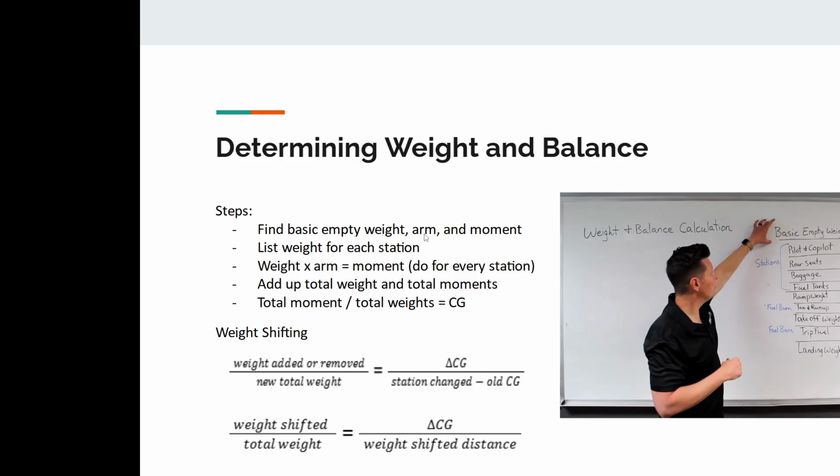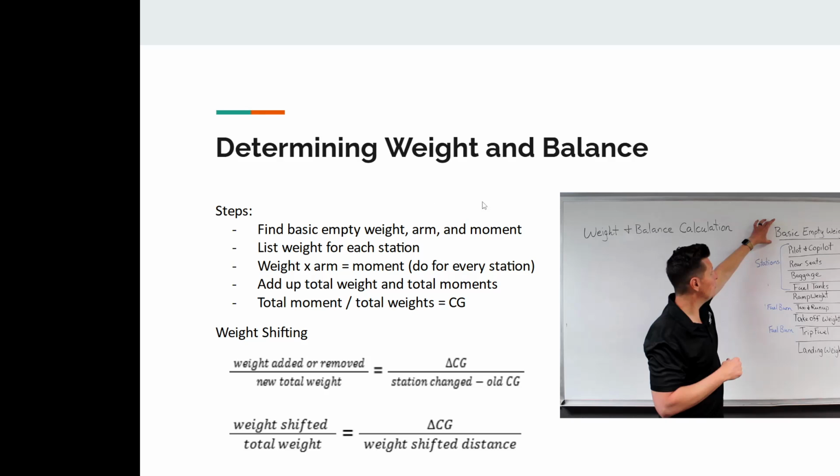The arms, so this is essentially the distances. As you can see in this example, the arms are, of course, each station calculated in inches from that reference datum. And then, of course, the moments, which is, as we mentioned, the weight multiplied by the arm, multiplied by that station, which is going to be in hundreds of thousands or tens of thousands. And this is something that you'll do for each station. So weight times arm equals moment. You'll calculate that for each station.